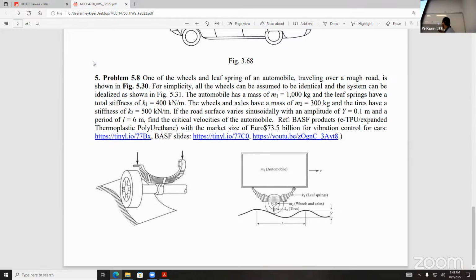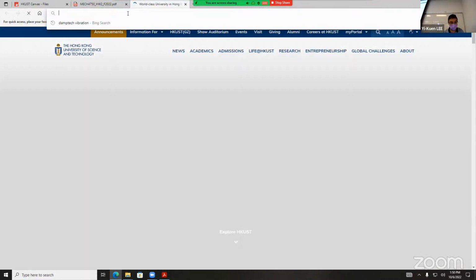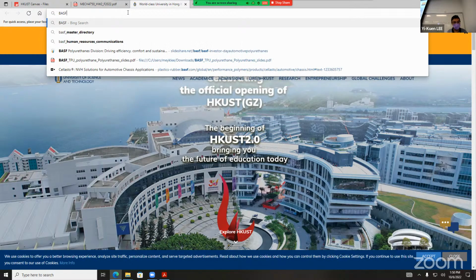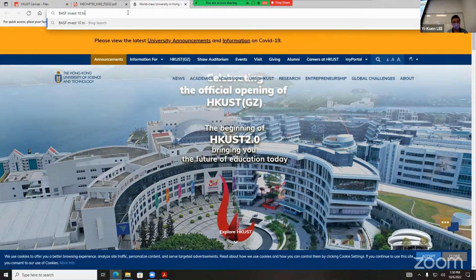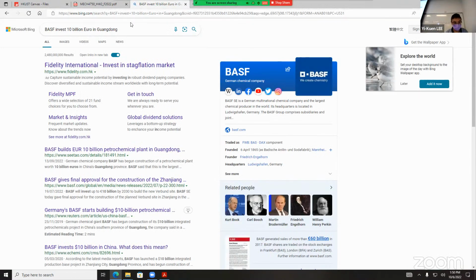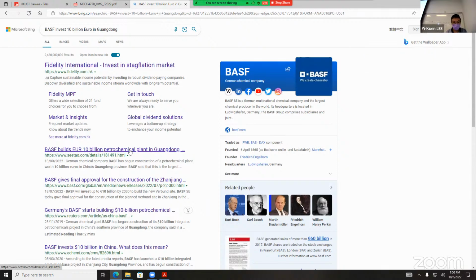So at least now I give you some real product from this big international company. Again, they actually invest 10 billion euro. Did you at least see why they invest 10 billion in Guangdong? It's just recent, I think last week, in Guangdong. It's a huge empire. You see, they are building a 10 billion petrochemical plant.